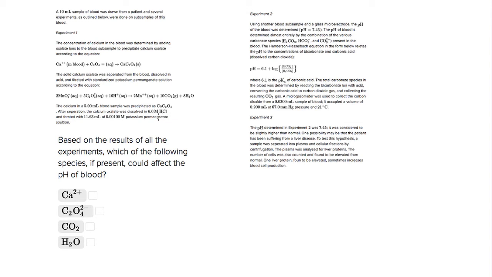This is Sophie Heller, and this is an ACT science question. The question is asking us about a few experiments determining the pH of blood. So, based on the results of the experiments, which of the following species or different molecules could affect the pH of blood? So we want to look at our experiments.